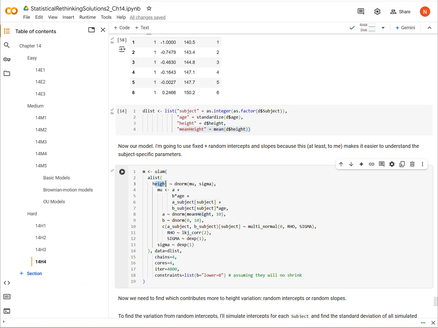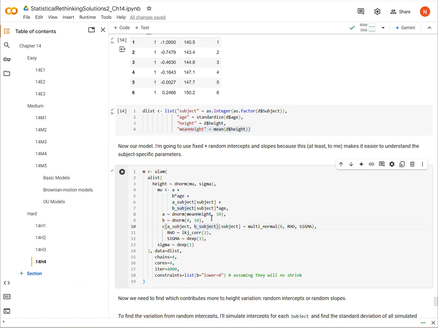So we're modeling height as a normal distribution with mean mu and standard deviation sigma. Okay. So here's the prior for sigma, and then mu is a linear model. And so I've broken this down into global parameters, an intercept and a slope for age, as well as subject-specific parameters, a subject-specific intercept and a subject-specific slope for age. Okay, and then the subject-specific parameters are being wrapped up into a multivariate normal distribution here, just like we've done previously.